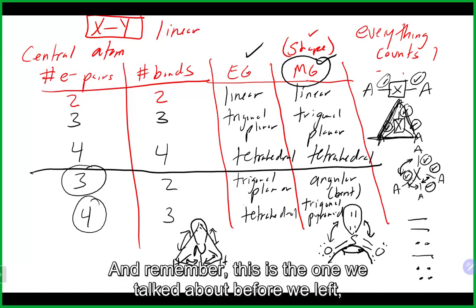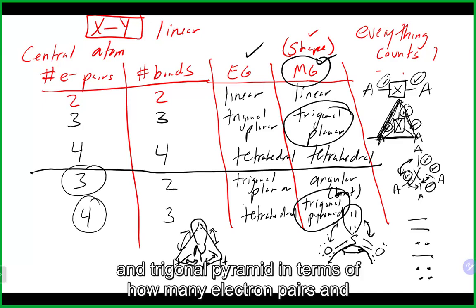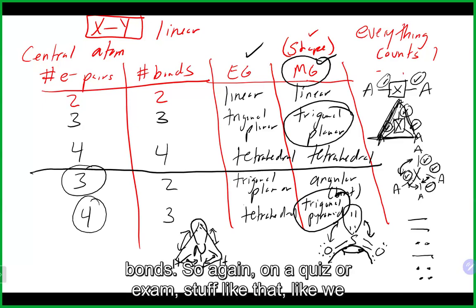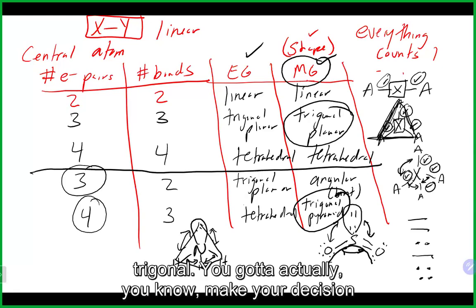And remember, this is the one we talked about before we left, which is that there is a difference between trigonal planar and trigonal pyramid in terms of how many electron pairs and bonds. So again, on a quiz or exam, like we were talking about, you do have to specify. You cannot just say trigonal. You have to actually make your decision there.